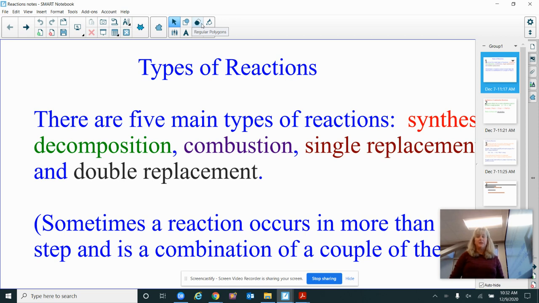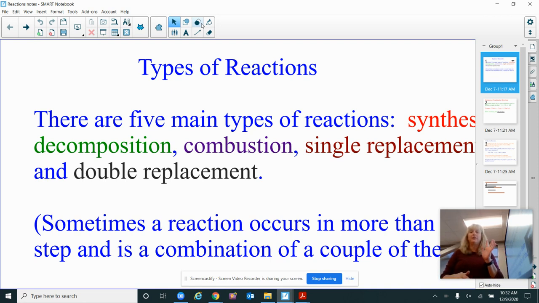So the five main types of reactions are synthesis, decomposition, combustion, single replacement, and double replacement. Now, sometimes a reaction might occur in more than one step, so it might be a combination. So maybe a double replacement would happen and then a decomposition or something like that. But these five main types are what we're going to concentrate on.